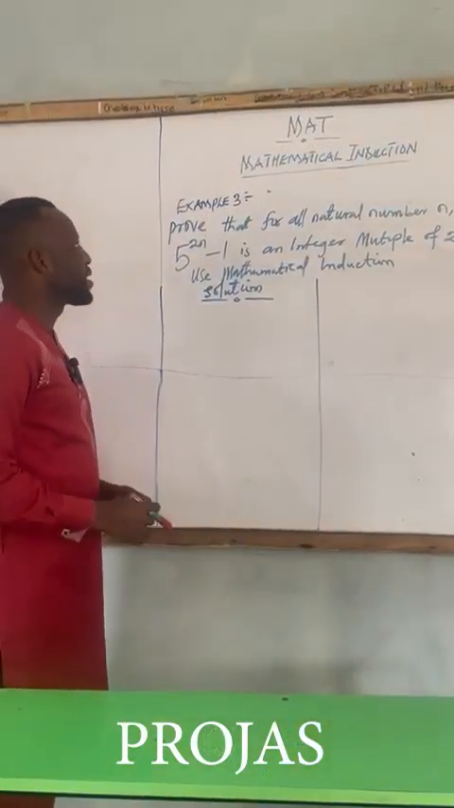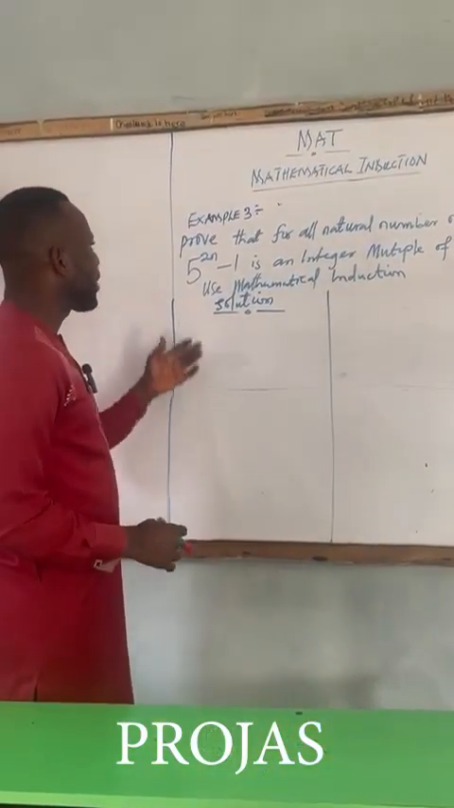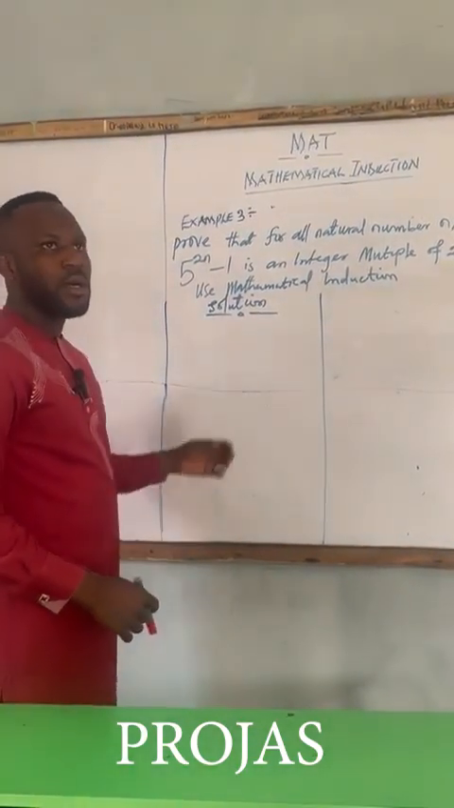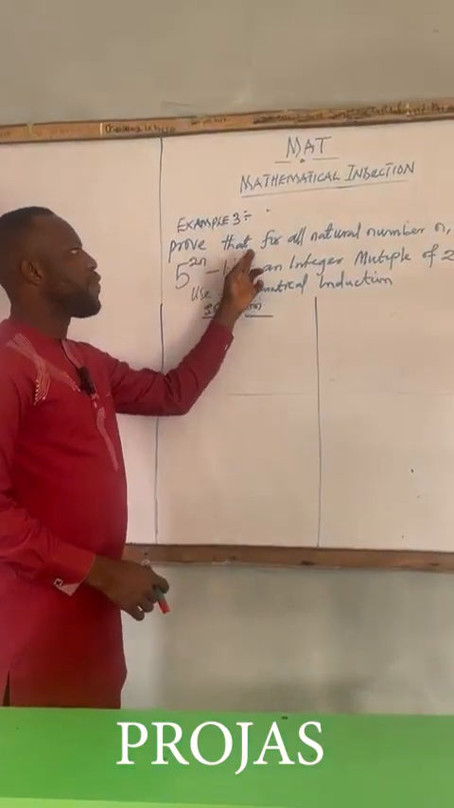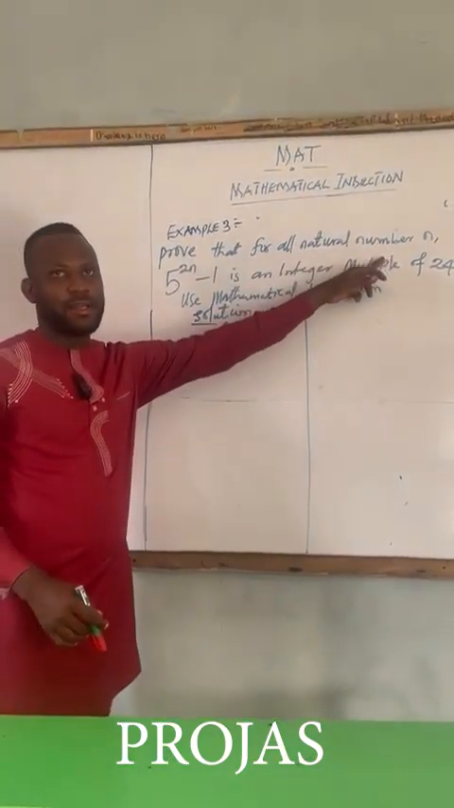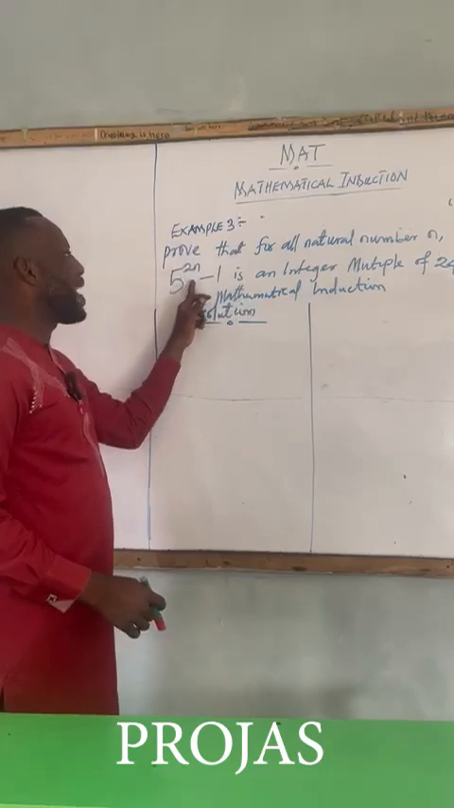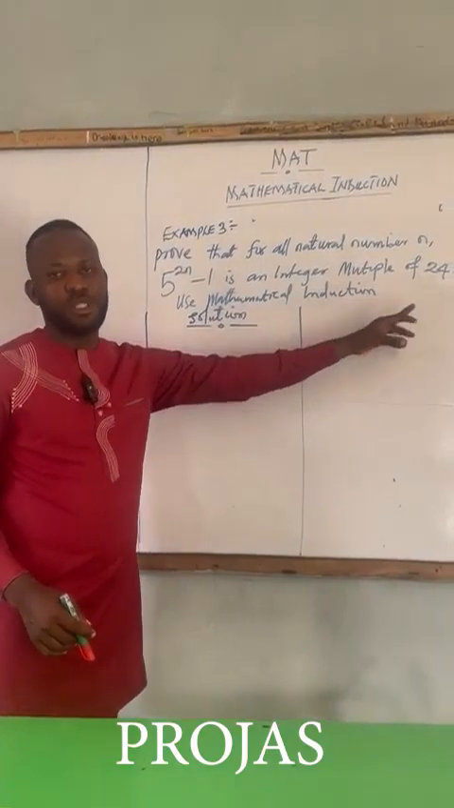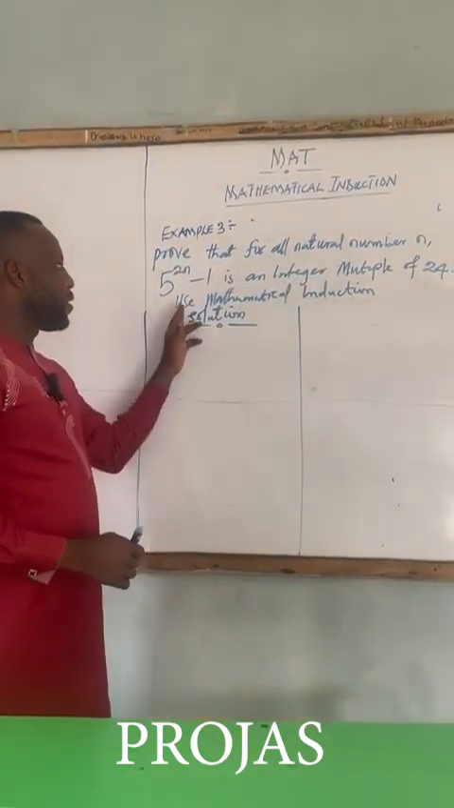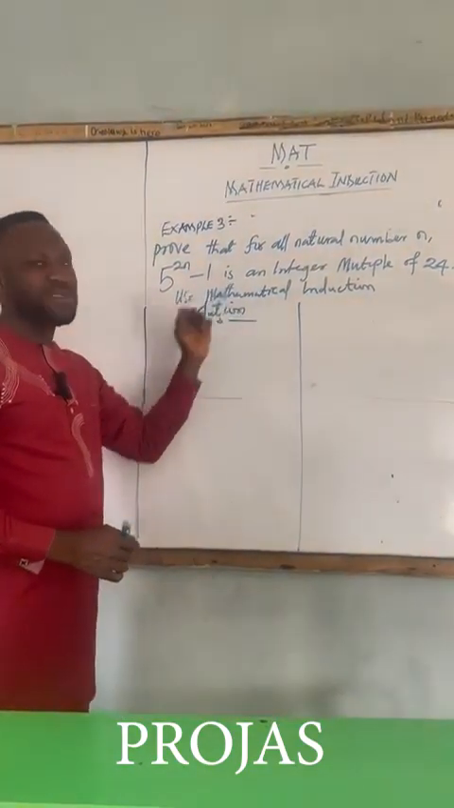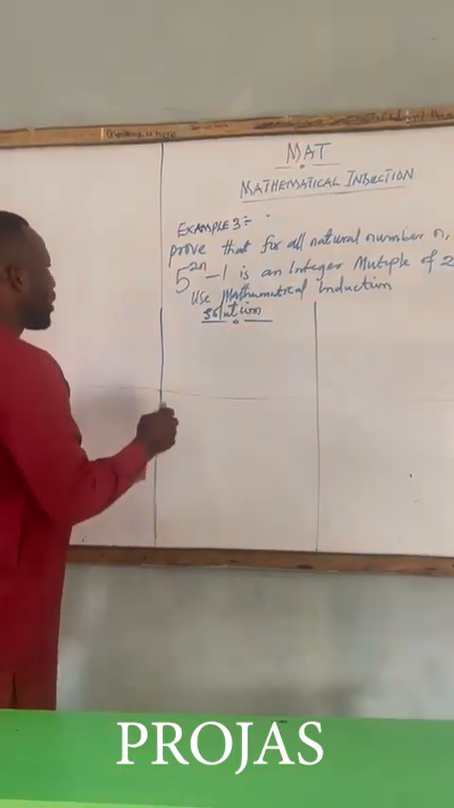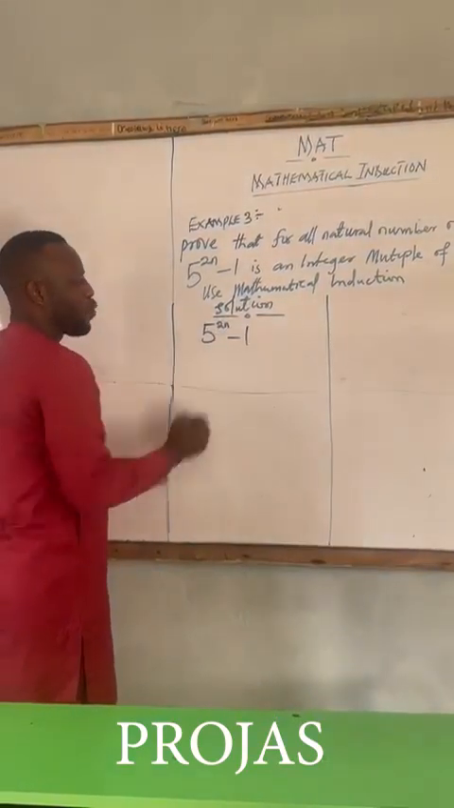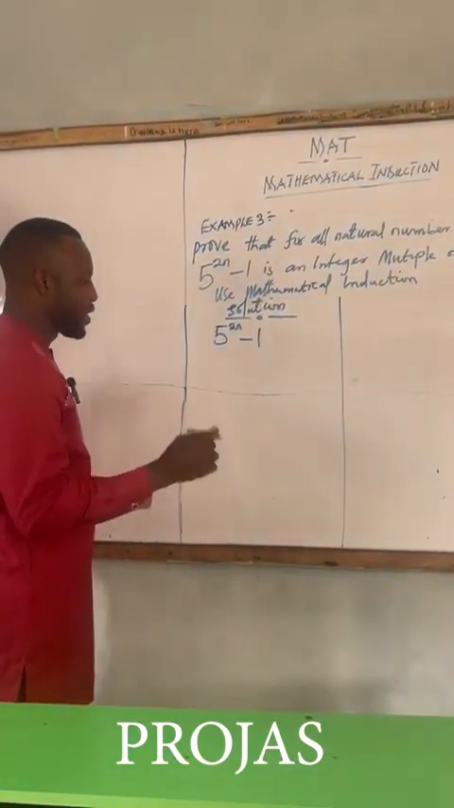Still on mathematical induction, let us consider another example in another form. Prove that for all natural numbers n, 5 raised to power 2n minus 1 is an integer multiple of 24. We are told to use mathematical induction. So the first thing we are given is 5 raised to power 2n minus 1. Then we take the first step.